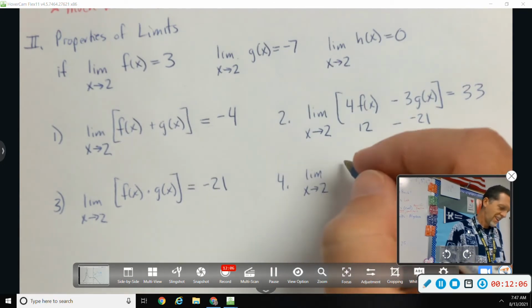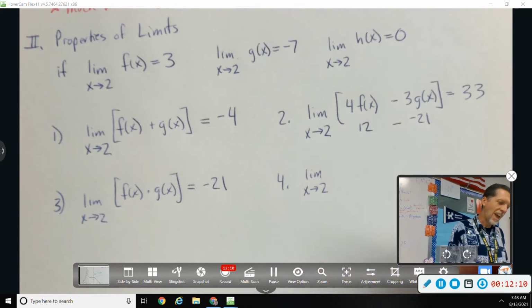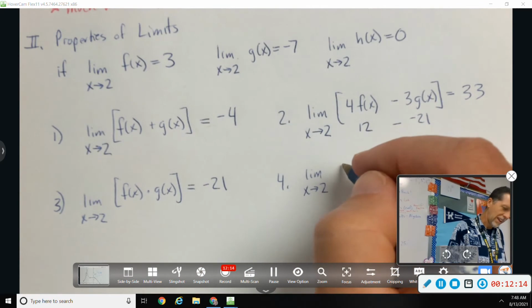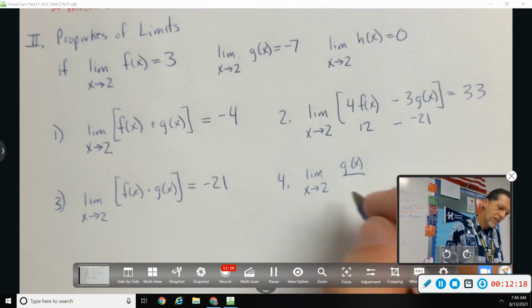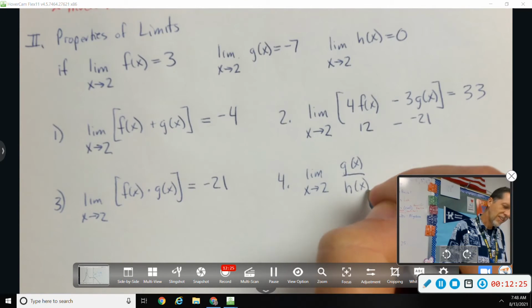What's that? Not today. Eventually we'll do that kind of stuff. We don't have enough information to do that. We do want to do the limit as x approaches 2 of g of x over h of x.